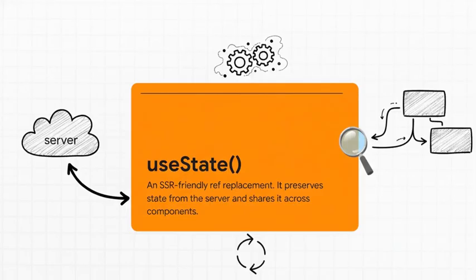So, what about sharing data between different components? For that, we have useState. You can think of it like a normal Vue ref, but it's been supercharged for server-side rendering. It makes sure that any state you create on the server actually survives that trip to the browser, keeping your app's state perfectly in sync across the board.